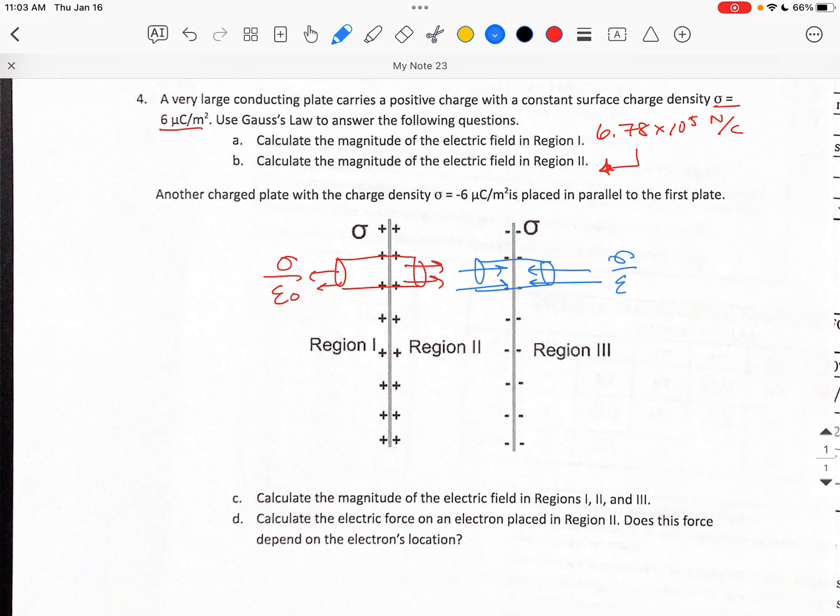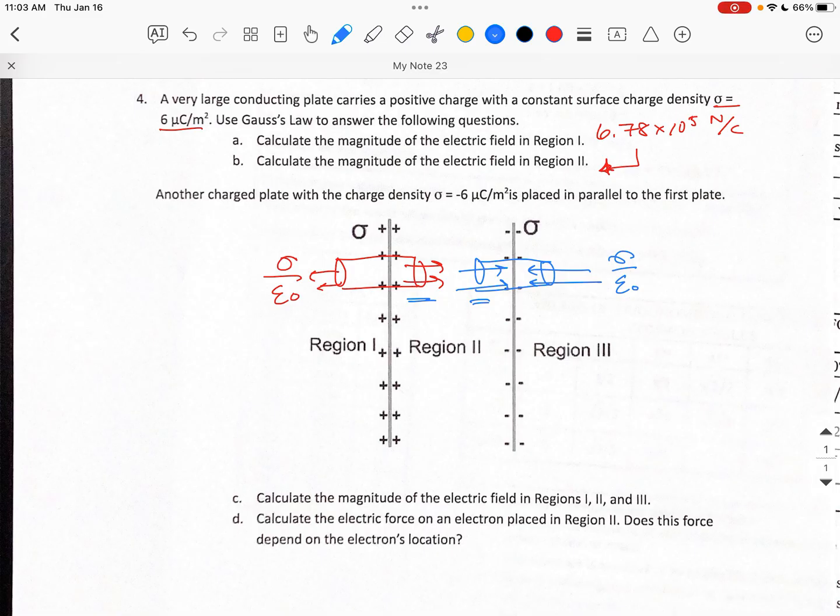sigma over epsilon naught. So what we want to think about here is direction. When we add electric fields together, like we have an electric field from region 1 and region 2, we also have to consider whether they need to be added together in magnitude because they're going in the same direction, or subtracted because they're going opposite directions.